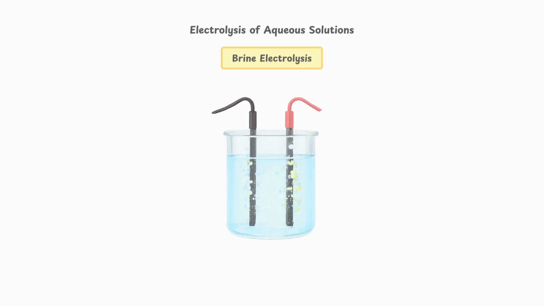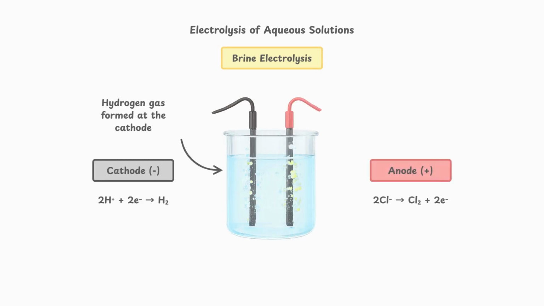In aqueous electrolysis, water can also take part in the reactions. For example, when aqueous sodium chloride is electrolyzed, at the cathode, hydrogen gas forms. At the anode, chloride ions form chlorine gas.